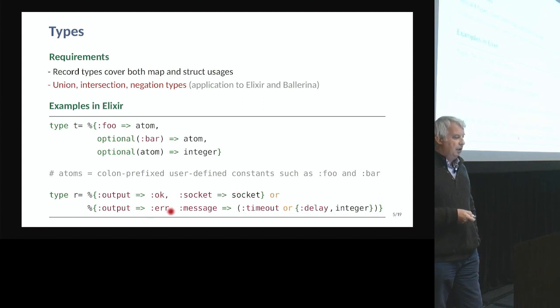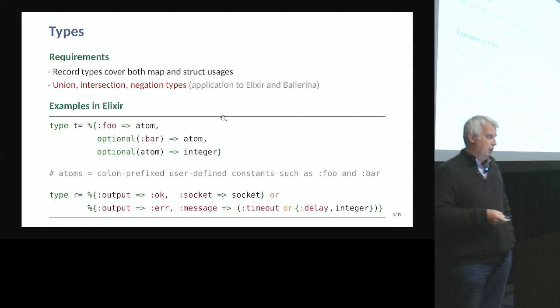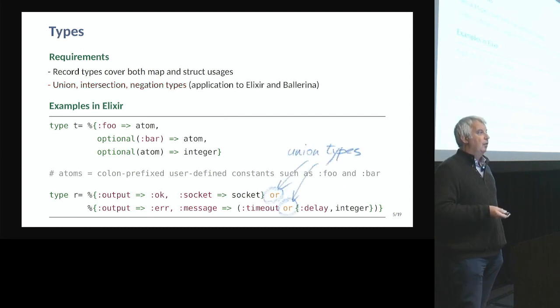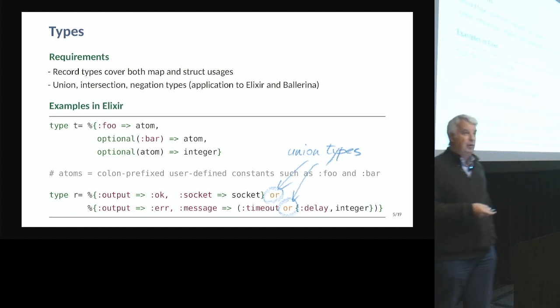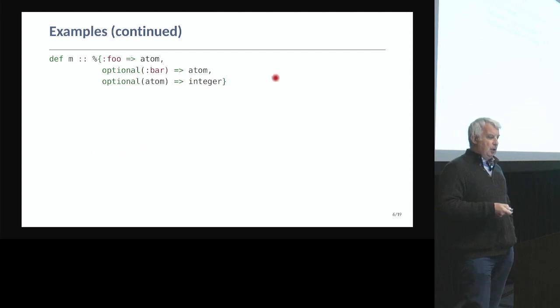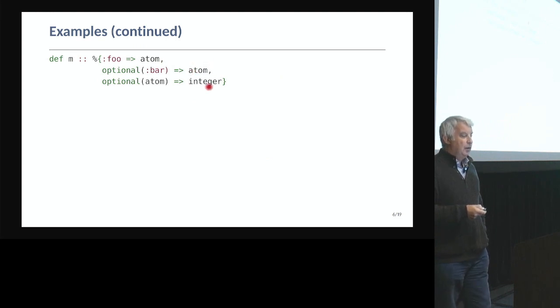If the output field is error, then you have a second message field whose value is either timeout or a pair delay integer. And notice here that we use or, the union, for union type in Elixir. And let me continue this example. So imagine that now you have a record, a map in Elixir parlance, of the previous type.